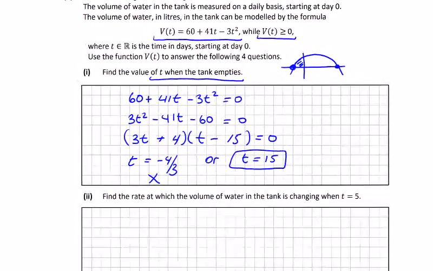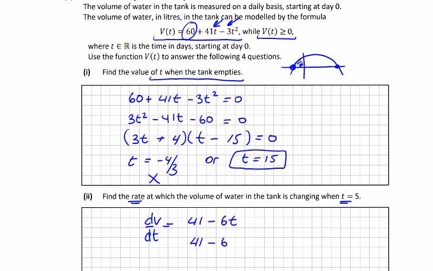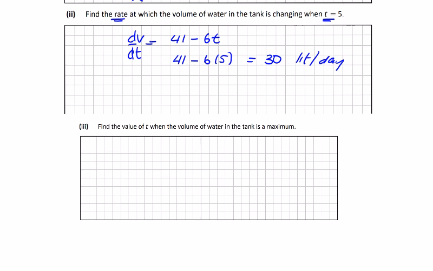Find the rate. So immediately we're thinking dV/dt once we see the rate, and they're telling us when t is equal to 5, so a simple dV/dt when t is 5. So dV/dt is equal to, the 60's gone, 41 minus 2 3's are 6, 41 minus 6t. When t is 5, it's 41 minus 6 times 5, which is equal to 30, and we're dealing in liters per day. That's part 2. Part 3 question said 41 minus 30, which is equal to 11 liters a day. If you got to this point and you hadn't fallen asleep, 11 is the answer there.